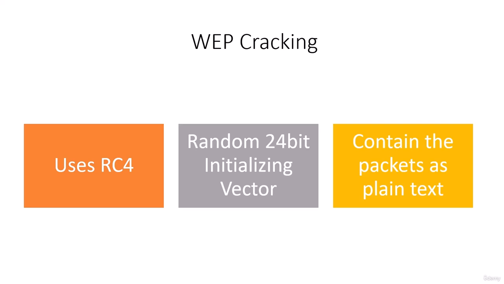So the first encryption that we're going to talk about is WEP, or WEP cracking or WEP breaking. It is going to be the first one because it's the oldest one and the easiest one to break. But we still need to learn how to break it, because you will see networks that still use WEP. WEP encryption uses an algorithm called RC4.